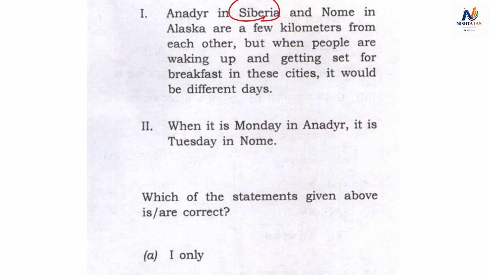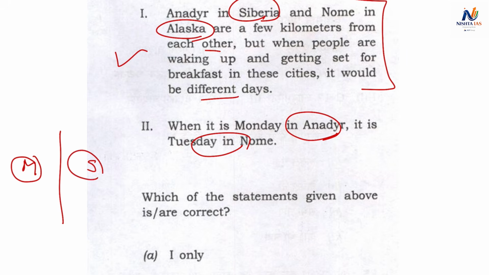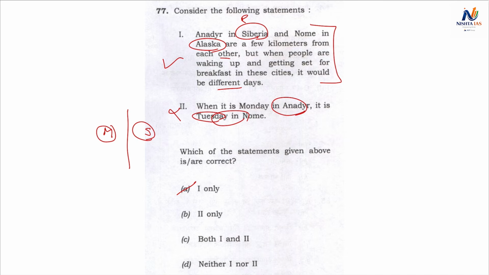So here we have the question of the previous year. Anadyr in Siberia, that is in Russia, and Nome are a few kilometers from each other. But when the people are waking up and getting set for breakfast in these cities, it would be different days. Obviously, they are separated by the International Date Line and hence they have different dates. And then when it is Monday in Anadyr, it is Tuesday in Nome. Friends, they are saying that in Anadyr in Siberia it is Monday. And now say Japan people are fast forward, so it has to be Sunday in Nome. It is not Tuesday. So this is a wrong statement. You will get only one as the answer.